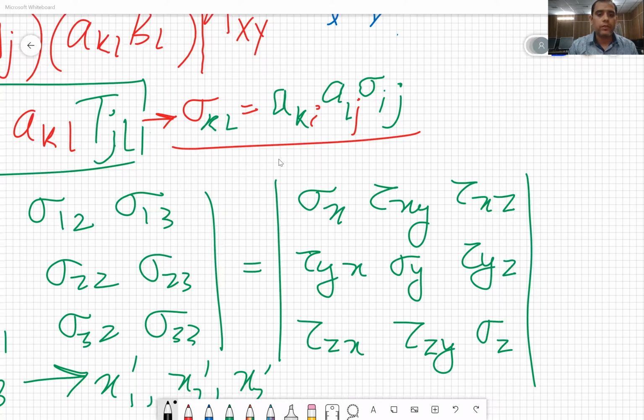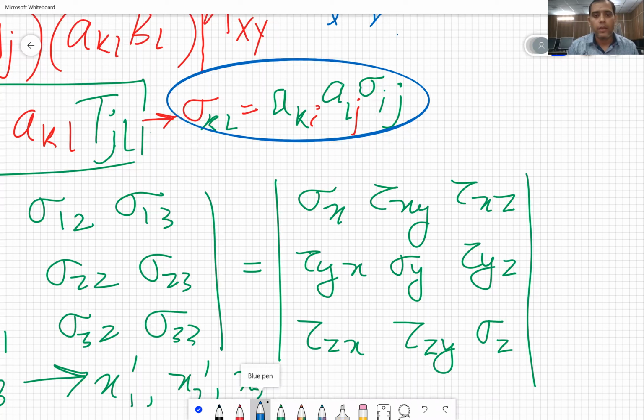So this is the sigma. Here is the equation. This is the equation we have derived in the last class. Here the sigma KL. This is the method of writing a transform stress in the transformed axis to the stress in the primed axis.